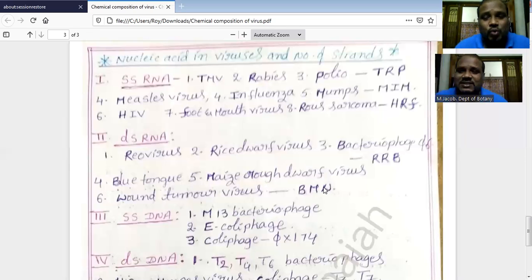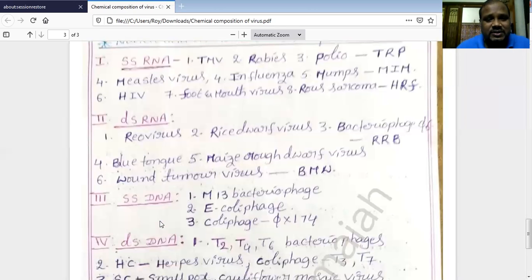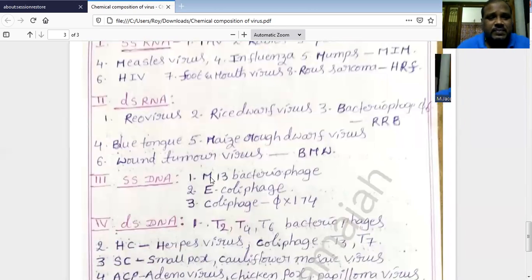W, wound tumor virus. The next one is single-stranded DNA. In M13 bacteriophage, E. coli phage, coliphage phi X 174, single-stranded DNA is genetic material.